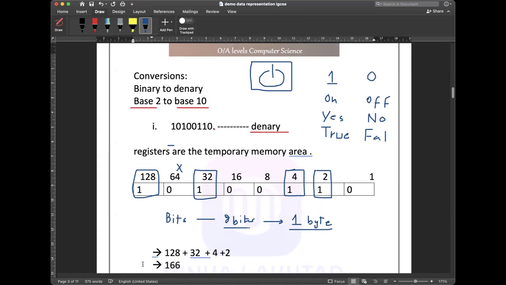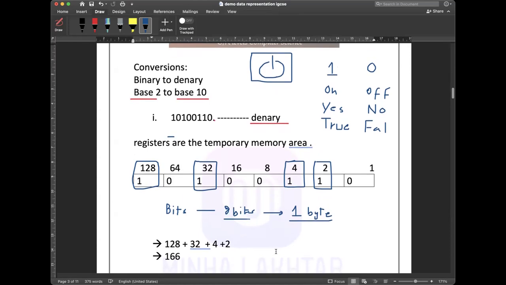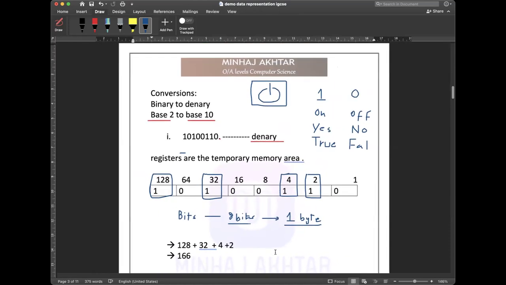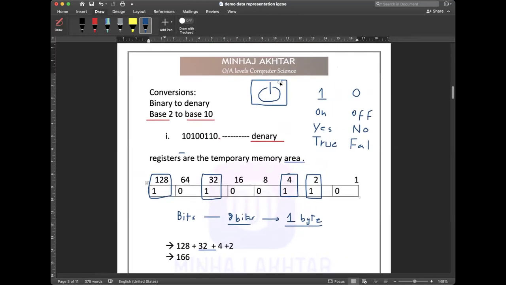You have to list it down in a register. Perfect. And then you have to write down the numbers in the register, and then check which one has 1 and which one has 0. You add up all the digits which have 1. Very good. So take out your notebook, write down this question, and then I'll tell you the next question.